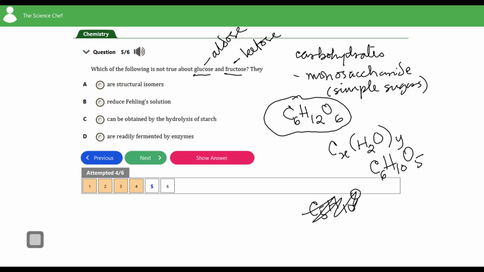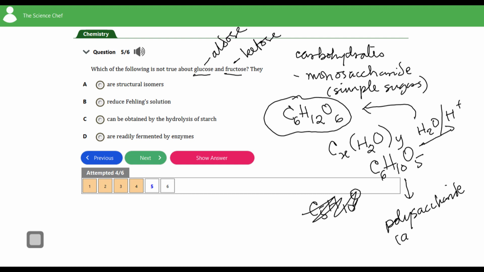C, they can be obtained by the hydrolysis of starch. Yes, when you hydrolyze starch by boiling starch with water, maybe in the presence of acid, hydrolysis of starch, what will happen? The starch will be converted to C6H12O6, which can be a mixture of glucose and fructose. Starch is a polysaccharide, or what we call a complex sugar. So a complex sugar or polysaccharide undergoes hydrolysis to form a simple sugar or monosaccharide like glucose and fructose. So C is correct.